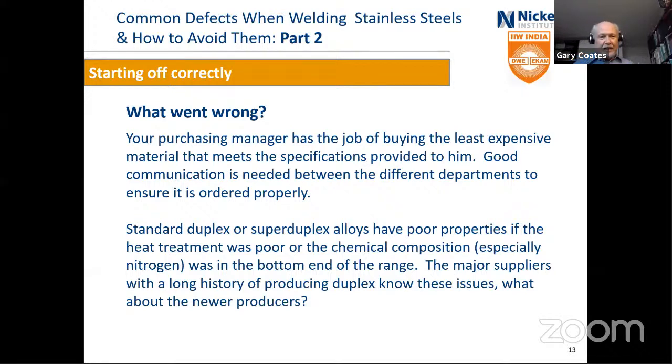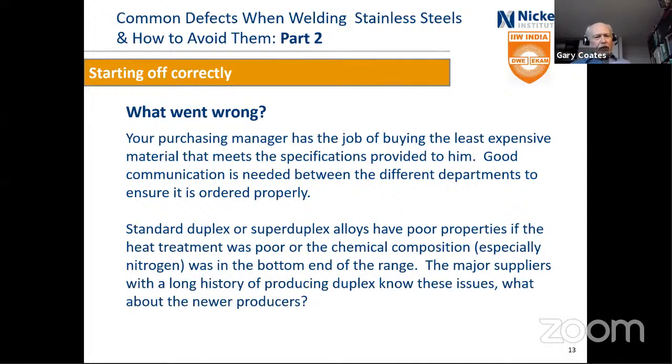Well, that is a bad situation. You've waited a few months for the material, and then it's up to you to test it to ensure it. No, that's wrong. And of course, the standard duplex or super duplex alloys have poor properties if the heat treatment was done improperly, or the chemical composition, especially the nitrogen content, was in the bottom end of the range.